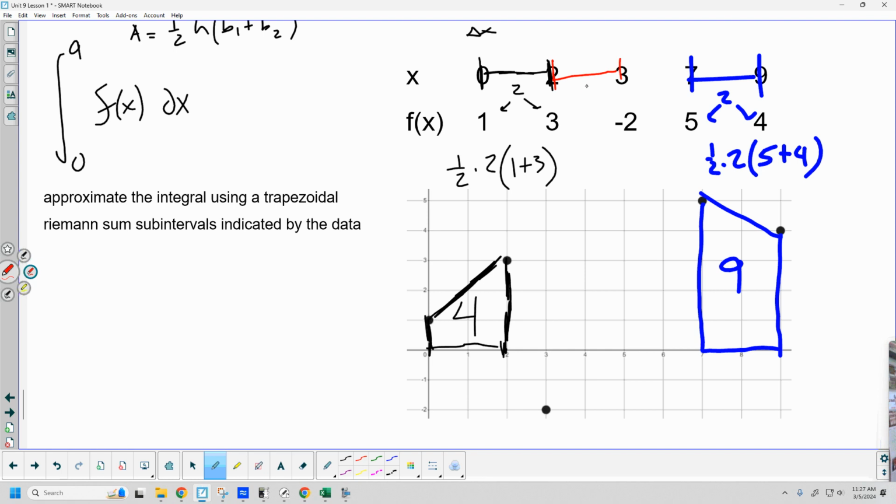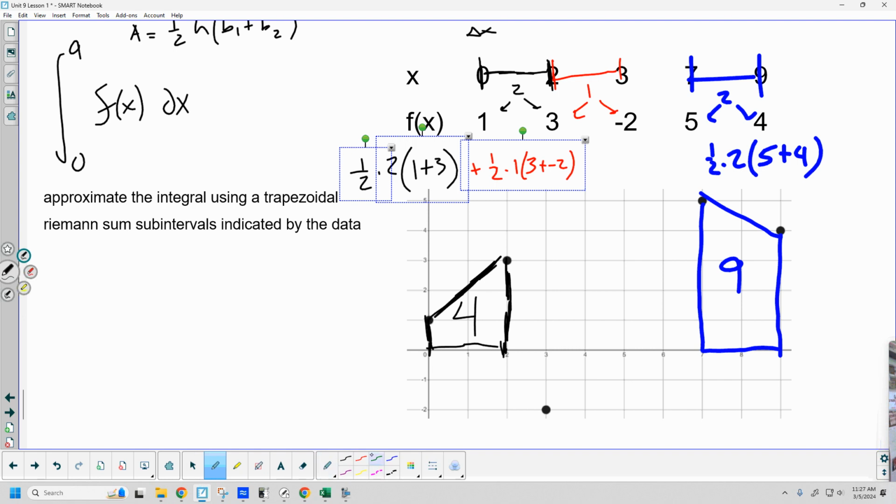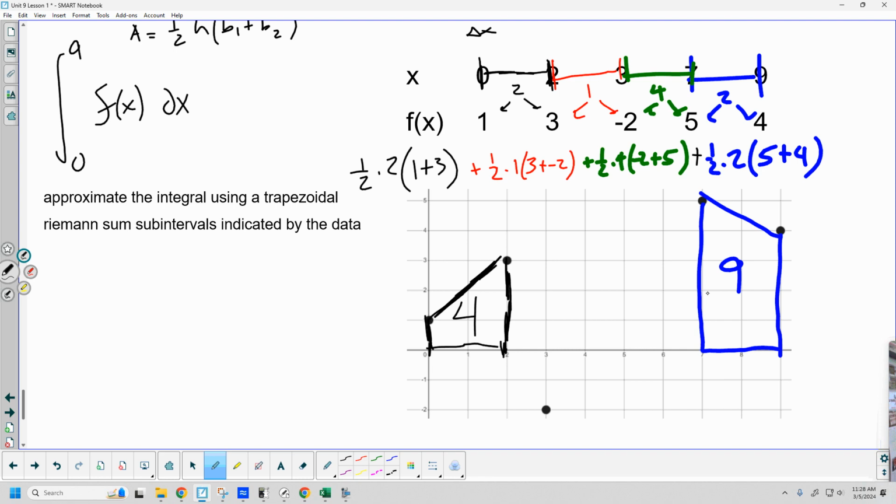I got a base length of 1. I got heights of 3 and negative 2. I have 1/2 times 1 times 3 plus negative 2. Done. That's the area. Don't have to draw anything. Then the next one from 3 to 7, base length of 4, heights of negative 2 and 5. I have 1/2 times 4 times negative 2 plus 5. Add them all together. You get 4, 9, which is 13. This is 6, which is 19. This is 1/2, so it's 19 1/2.